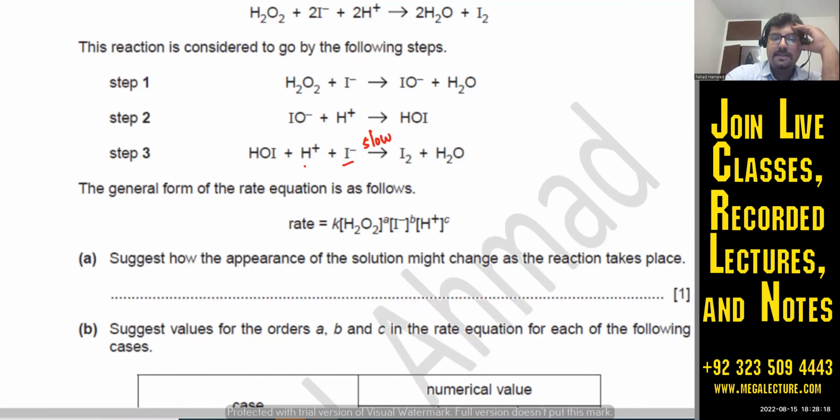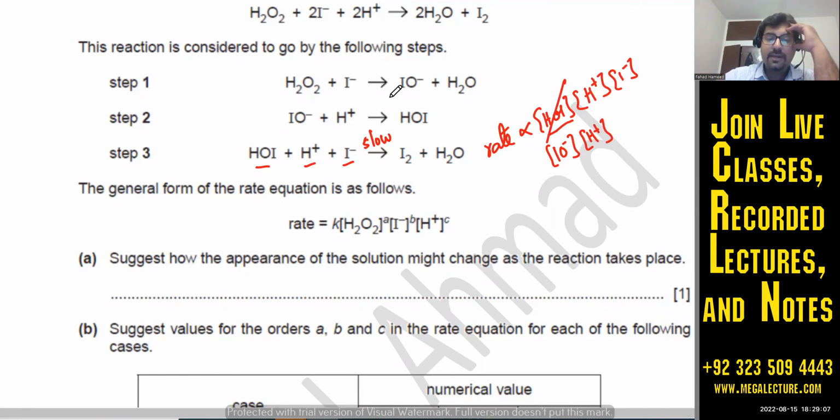That means the rate depends on I minus one, H plus one, and HY, right? So my rate equation will be that the rate depends on HY concentration, H plus concentration, and I minus one concentration, all of them to the power one. But if you look at this carefully, you would notice that HOI is an intermediate. HOI itself was formed in the previous step. So when I say the rate depends on HOI, it actually depends on IO minus one and H plus one. So I'm going to remove the intermediate and replace it with IO minus one and H plus one. So the rate actually depends on their concentration, not really on HOI concentration, because HOI was formed from these two things.